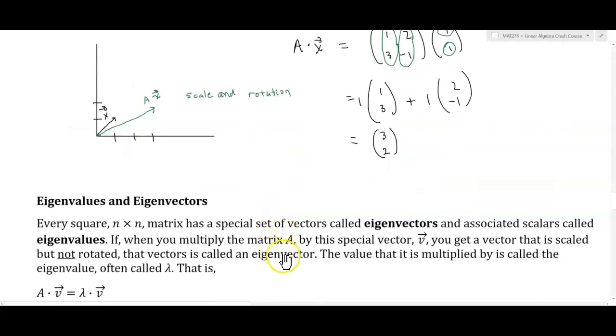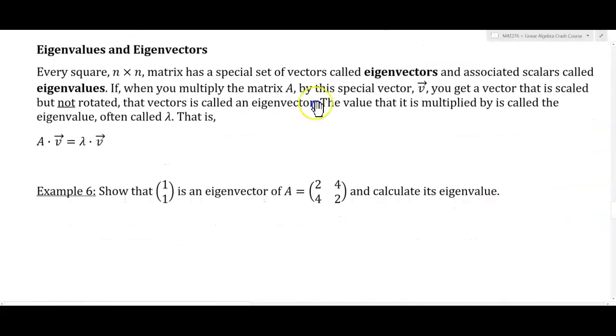Now there are special types of vectors that every matrix has. So every square matrix, n by n. When we say square matrix, we mean things like 2 by 2, 3 by 3, 4 by 4, where there's the same number of rows and columns. Every such matrix has a special set of vectors called eigenvectors and associated scalars called eigenvalues.